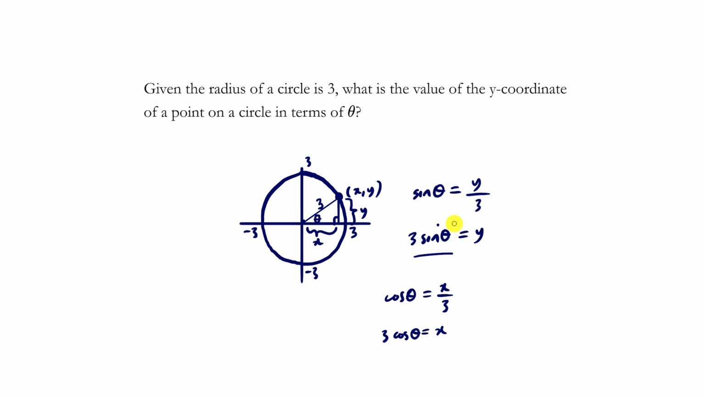So in general, y is equal to the radius times sine theta, and x, the x coordinate, is equal to the radius times cos theta.